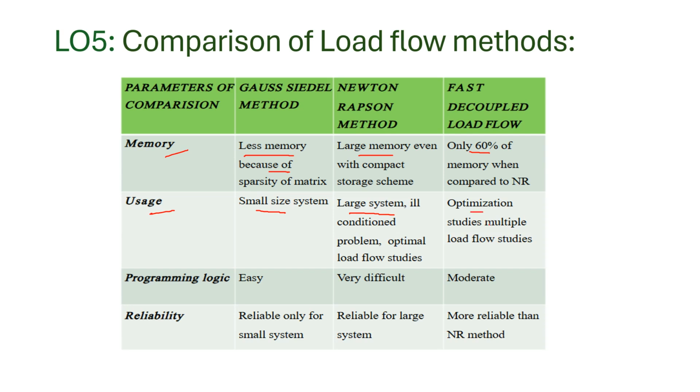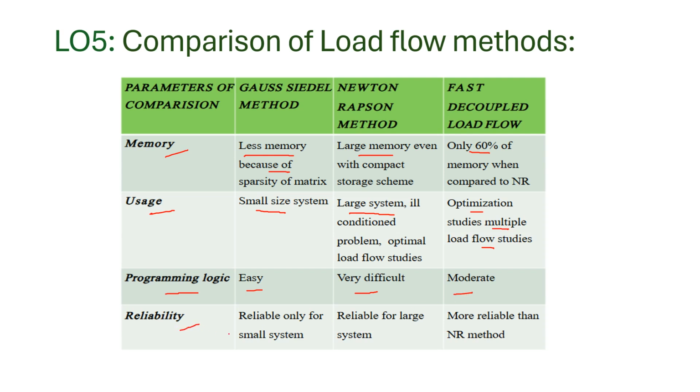And normally when you have to do multiple load flow studies, as in the case of optimization, contingency analysis or security analysis, the fast decoupled method is used, or sometimes DC load flow is used. In terms of programming logic, the GS method is easy, you can easily program it, whereas Newton-Raphson is very difficult to program, and fast decoupled is moderate.